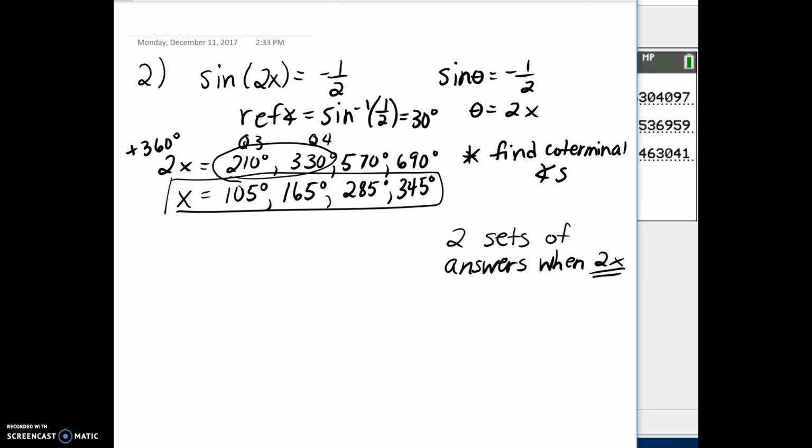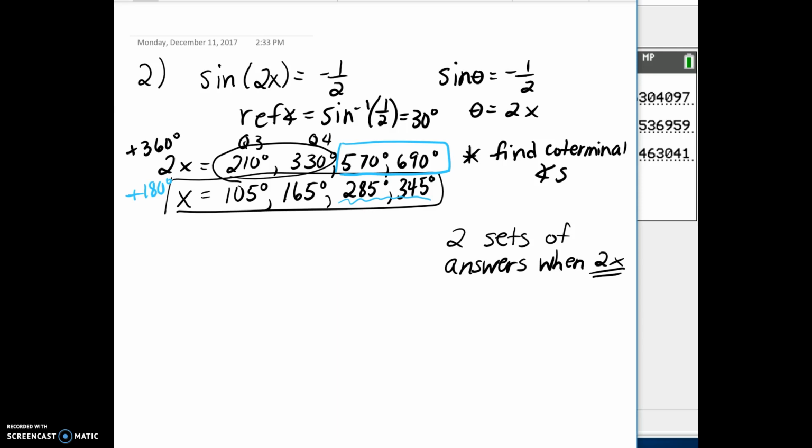Now, if you want to skip over doing the step where I added the 360 and divided, another option is 360 divided by 2 is 180. So another option here is I could add 180 to 105 and 165, and that would give me my last 2 values here of 285 and 345. So there's a couple different ways to approach this.